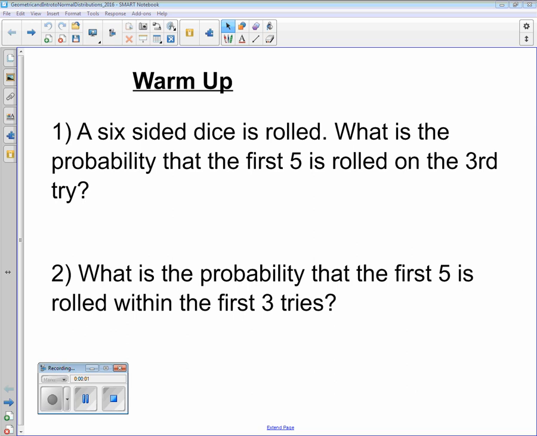Right, so I'd like you to go ahead and take a minute and look at these two problems on the warm-up. They are problems that you should know how to do. We're going to approach these two problems in two different ways today. We're going to look at them from the way that you've always done them, and then I'm going to show you a different way to look at them.